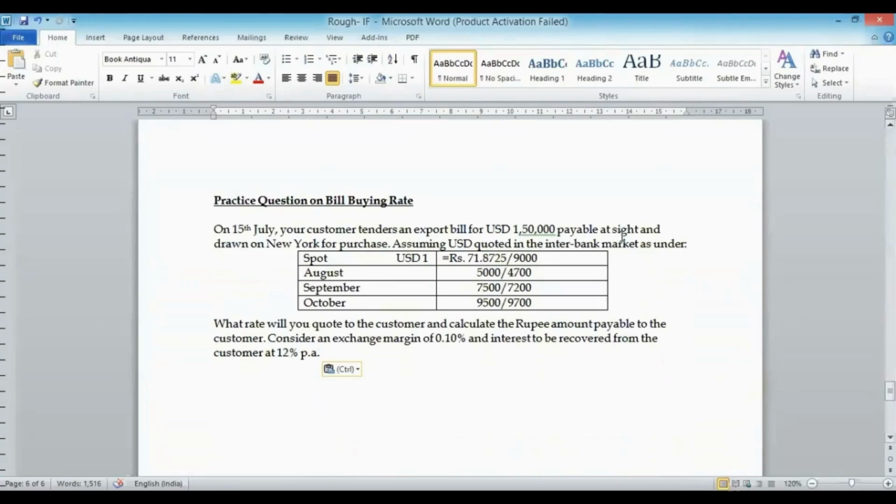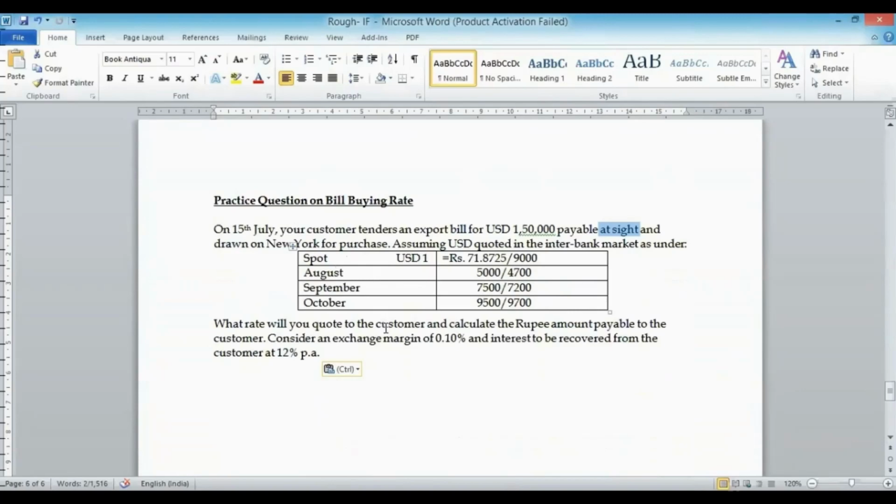Payable at site. That means it is not a bill which carries a usance period. That means this bill will be having only a transit period of 25 days because it is a site draft drawn on New York for purchase. Assuming these rates are available in the interbank market on 15th July. On 15th July, the spot rate is this, and the rate quoted by the bank for the months of August, September, and October has been given.